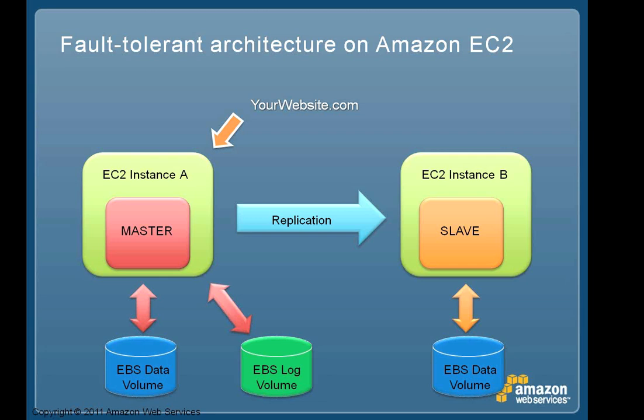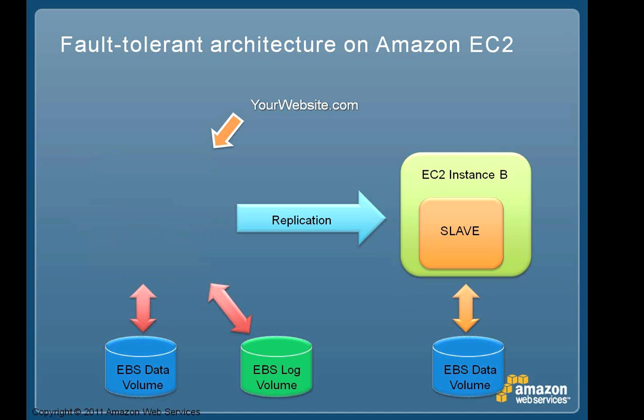So instance A is serving all the traffic and is working with its own EBS volumes. Now, replication is in place to replicate data to a second EC2 instance, which is called instance B here. There is a database slave running on that instance, and that instance has its own EBS data volume that it writes to. So now let's take a look at what happens if there is a failure.